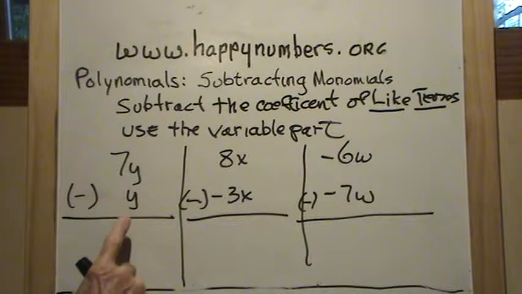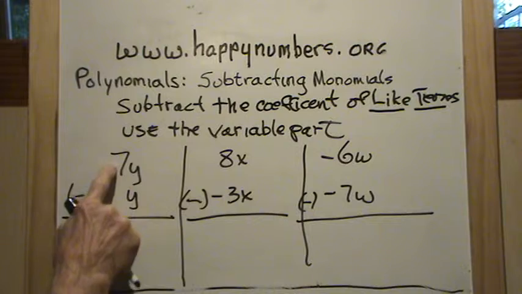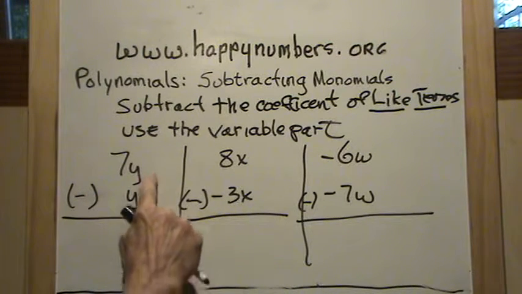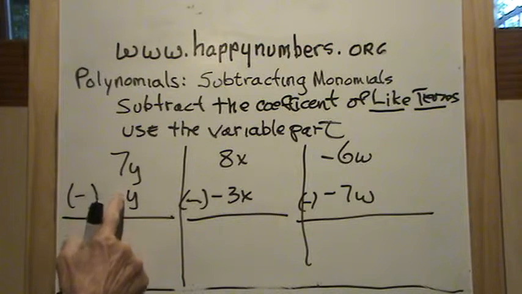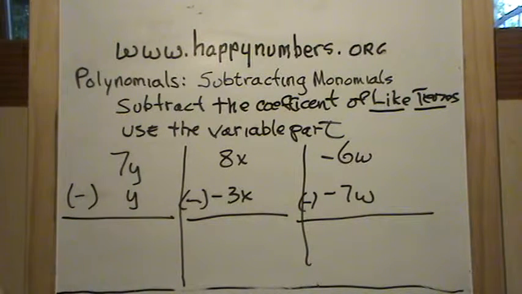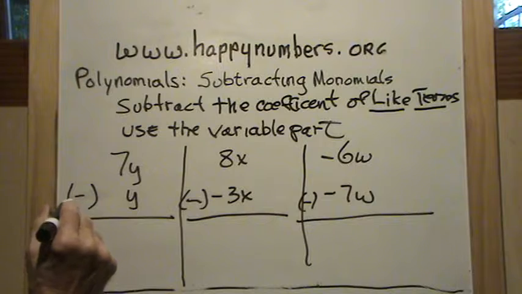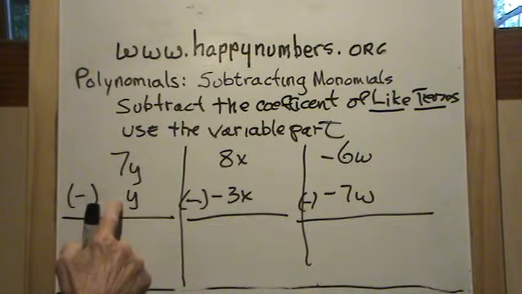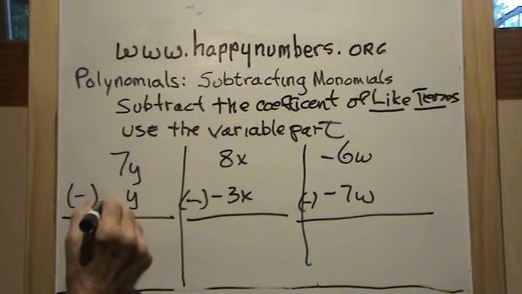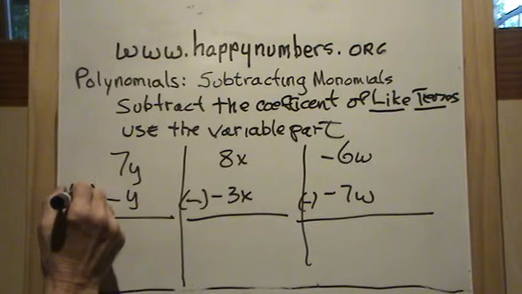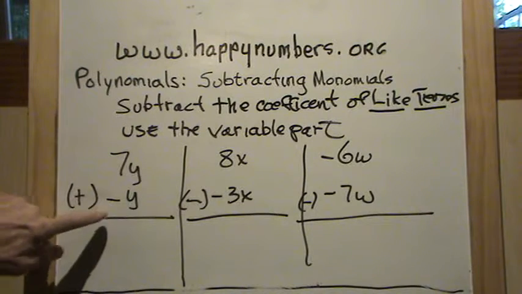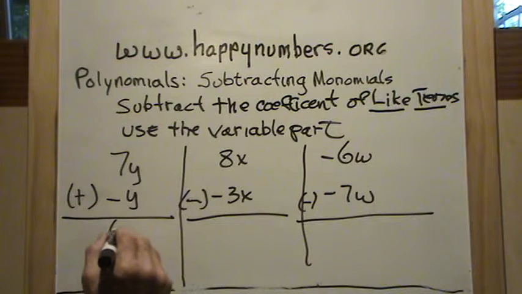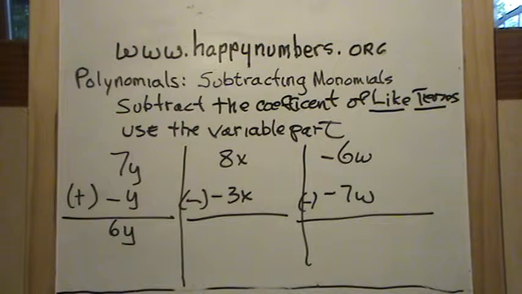Okay, we have two like terms here because their variable parts are the same, so we can subtract them. Remember, this is a 1y. Don't forget that. Okay. Well, if we're going to subtract, then we change the sign. So this is a positive 1y. So we make this a negative 1y, and we add. Well, positive 7y, negative 1y gives us 6y. And that is our solution. Let's come over here.